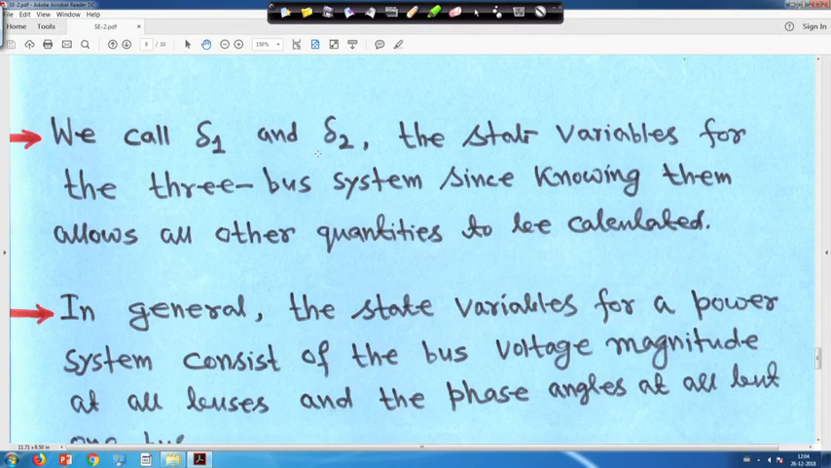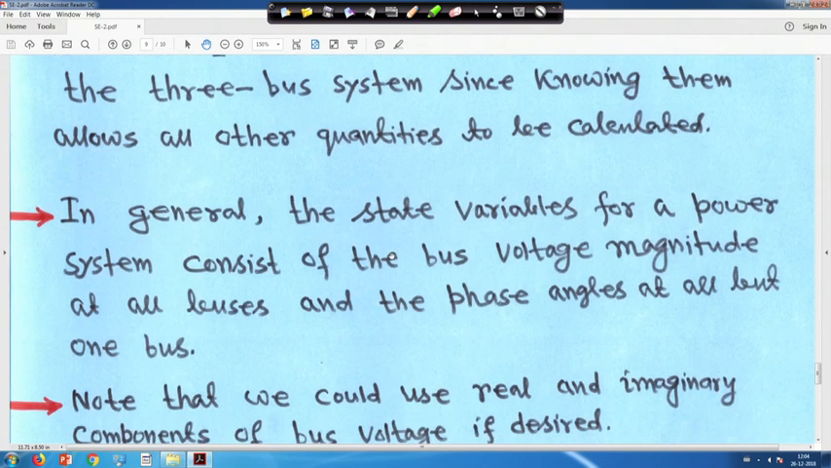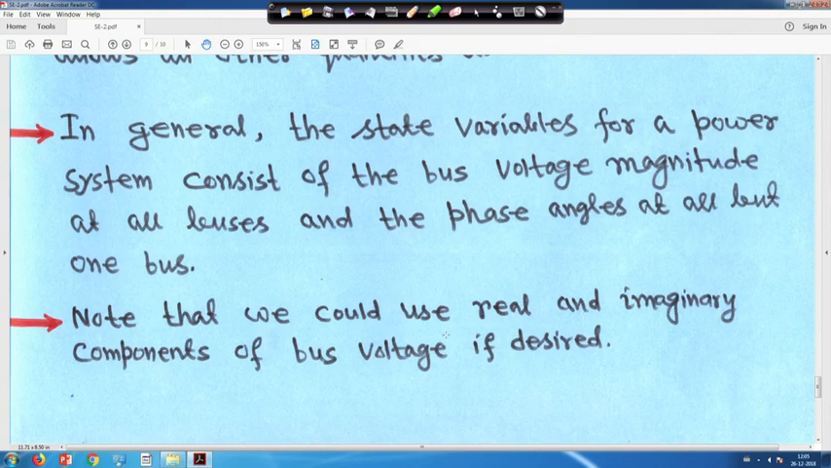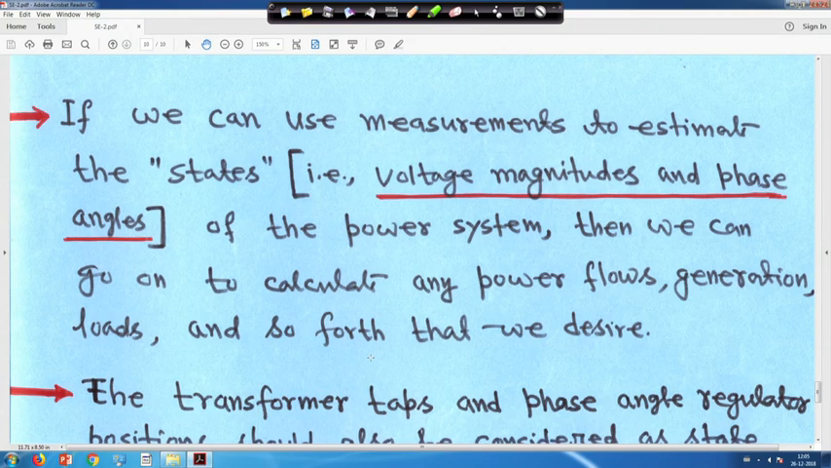Okay, so we are back again. In the previous example, we have seen that delta 1 and delta 2 are the state variables for the 3 bus system, since knowing them allows all other quantities to be calculated. In general, the state variables for a power system consist of the bus voltage magnitude at all buses and the phase angle at all but one bus, that is the slack bus. Note that we could use real and imaginary components of bus voltage if desired. So, all these things we have seen.